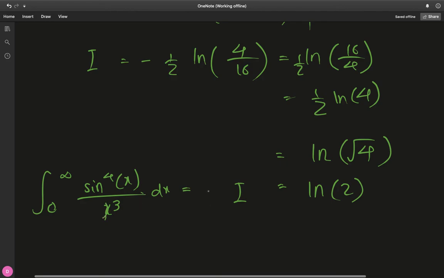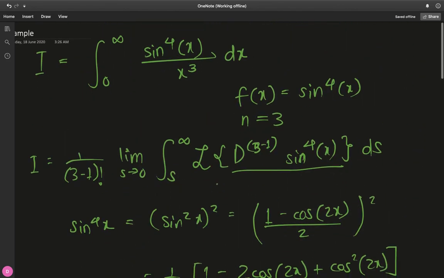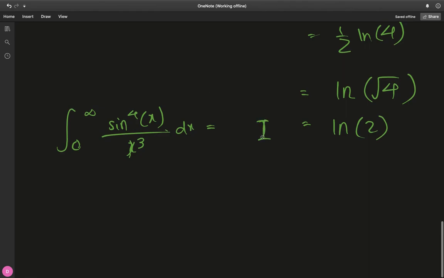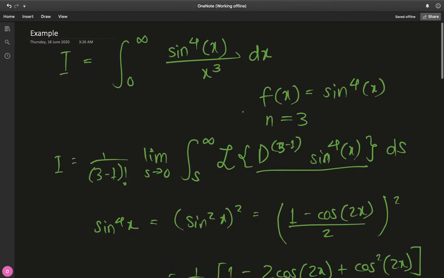So notice how powerful this technique is. All the integrals that we struggle to calculate by regular techniques, this would have been really hard by regular techniques. We can do easily by this general Laplace transform property.